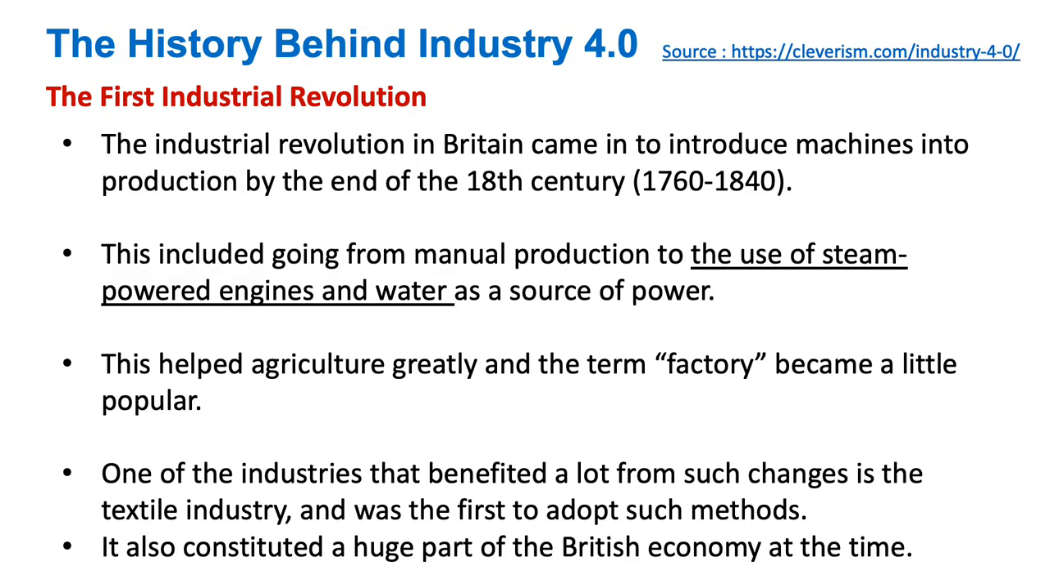The first industrial revolution. This is on mechanical and changing from manual to machine production. The industrial revolution in Britain came in to introduce machines into production by the end of the 18th century. This included going from manual production to the use of steam-powered engines and water as a source of power. This helped agriculture greatly and the term factory became a little popular. One of the industries that benefited a lot from such changes is the textile industry, which was the first to adopt such methods. It also constituted a huge part of the British economy at the time.